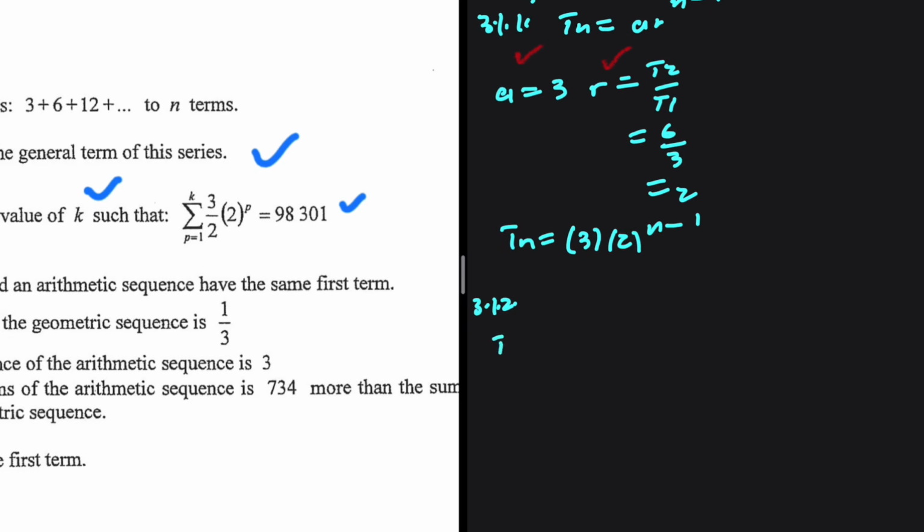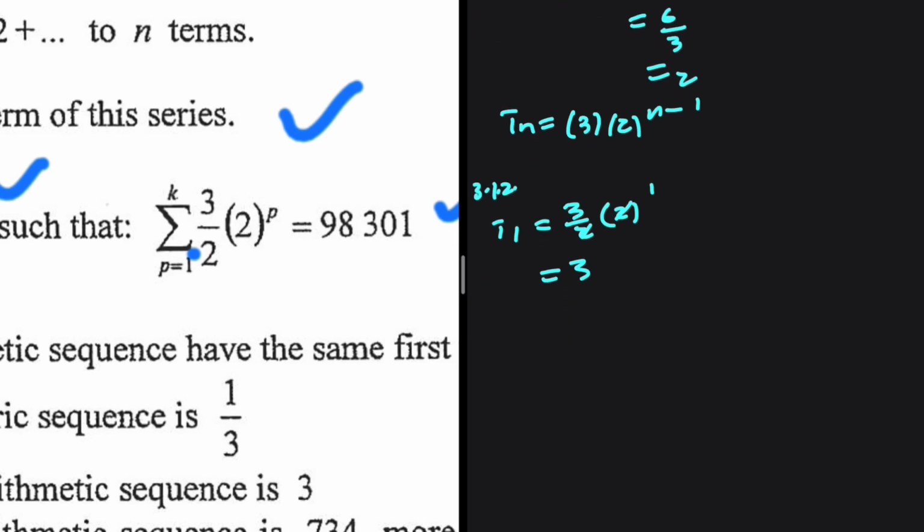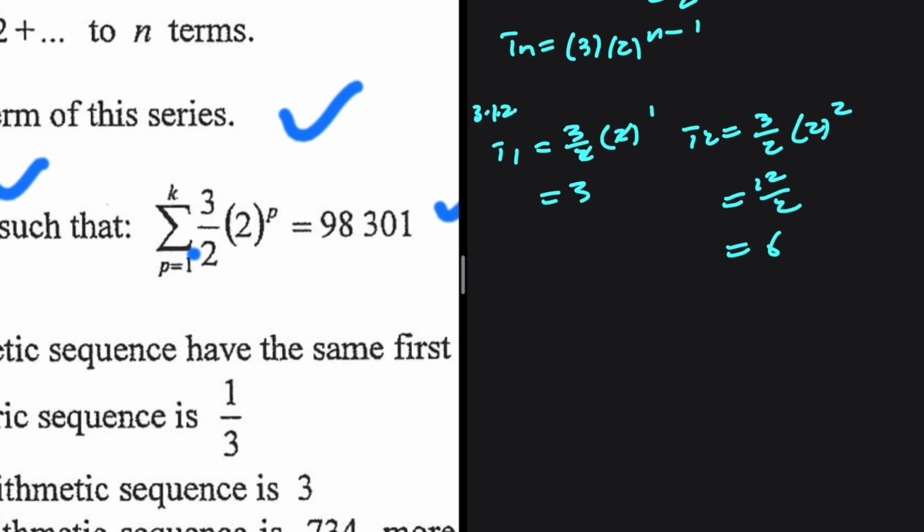So the first term, T1, will be equal to 3 times 2 to the power p. P is starting at 1, right? So when p is equal to 1, we're going to have 2 times 3, so T1 is equal to 3. And then T2, we're going to have 3 times 2 to the power 2. 2 to the power 2 is 4, so we're going to have 4 multiplied by 3, which is 12. 12 divided by 2 is 6, so that is T2.